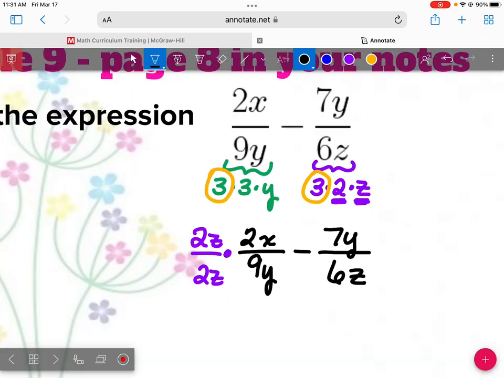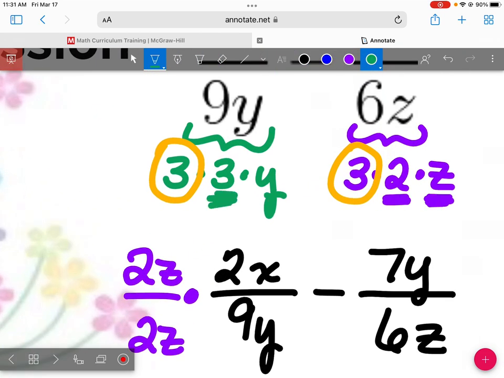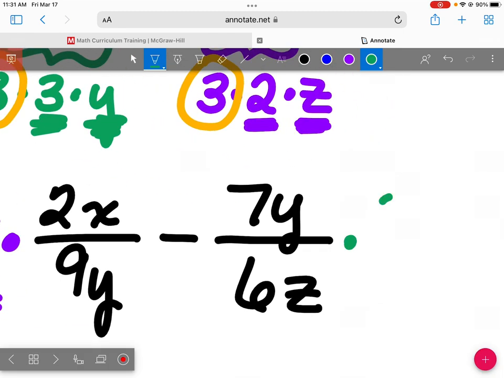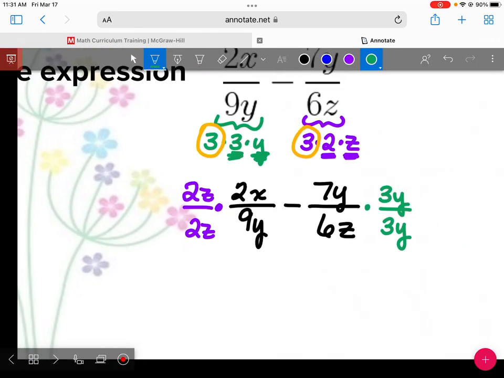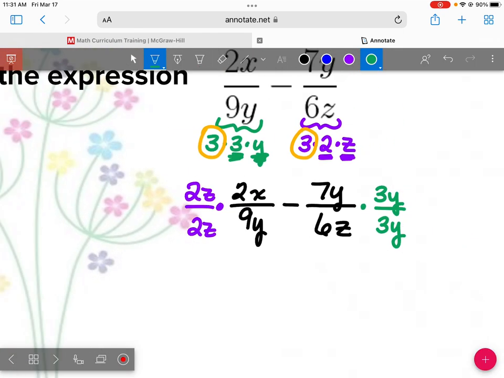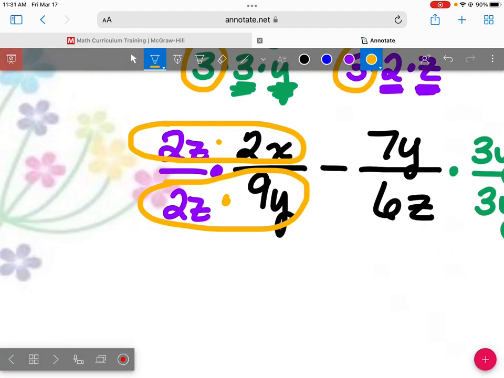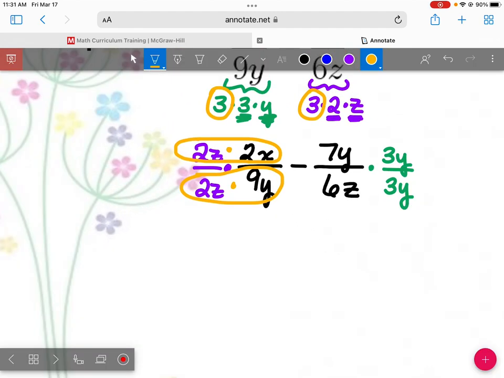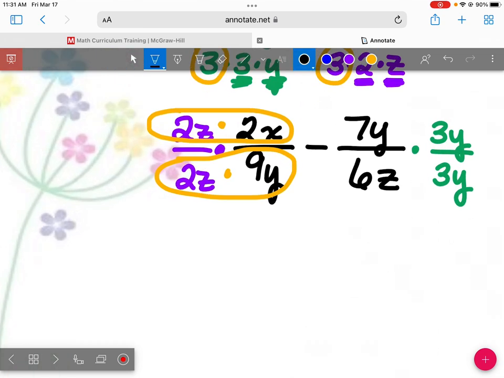What does the first denominator have that the second one doesn't? 3 and y. So I'm going to multiply this one by 3 and y. How do we multiply fractions together? Straight across. So we're going to multiply the tops together. We're going to multiply the bottoms together. What do I get when I multiply 2z and 2x? 4xz.